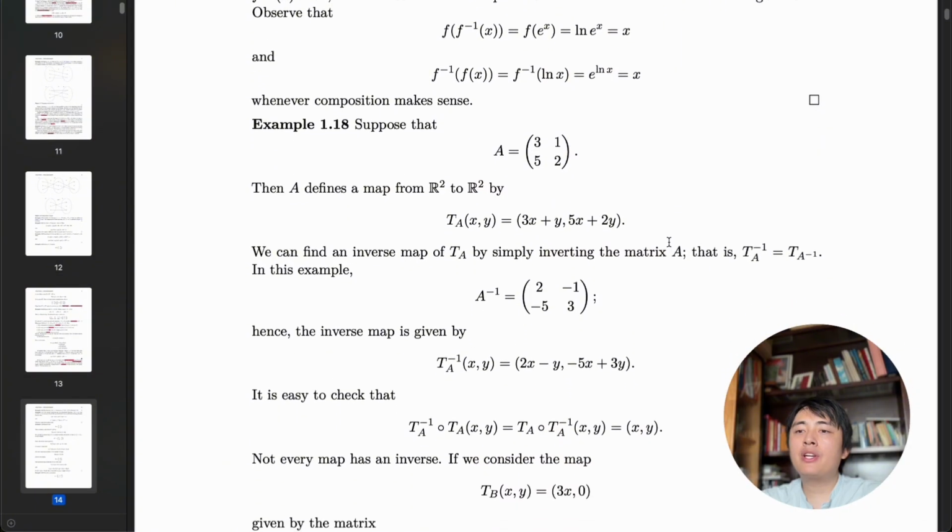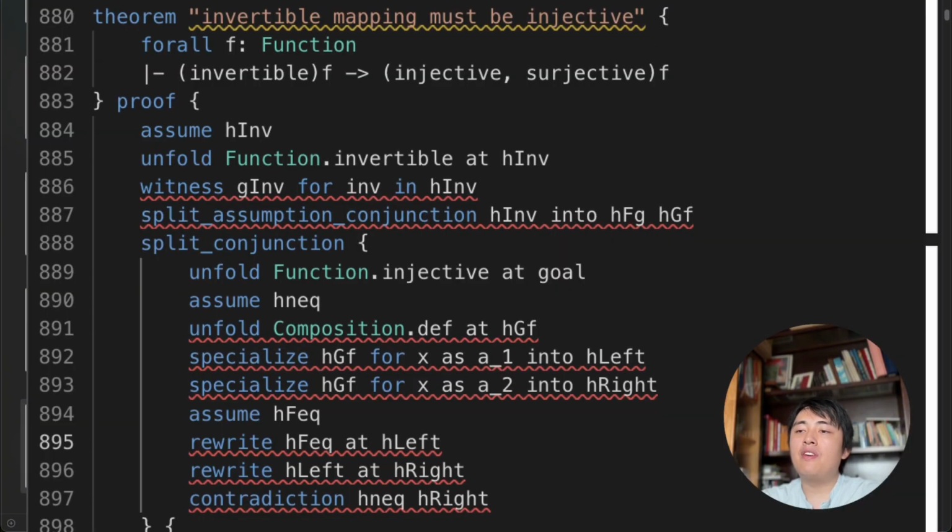So the next theorem in the book: a map is invertible if and only if it is an injective one. We are not going to go through this. The proof of this is not finished yet, so I'll make a separate video about this. Okay, so that's everything about functions.